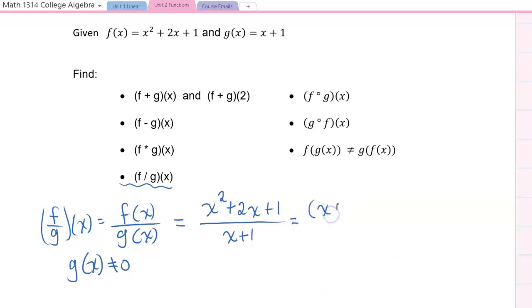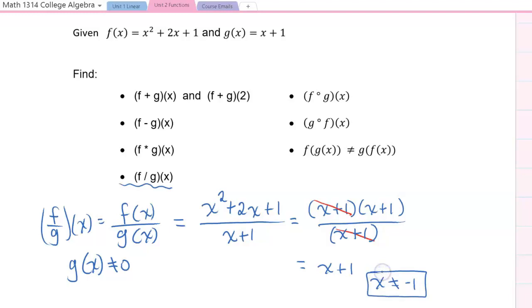Factoring the numerator, I have x plus 1 times x plus 1, and the denominator is just an x plus 1. We see that the factor of x plus 1 is in both the numerator and the denominator, so we can simplify our fraction, and the result for our division problem is x plus 1, as long as x does not equal negative 1. If the fraction does not simplify, we have another method to try, but that will be discussed later in the course.